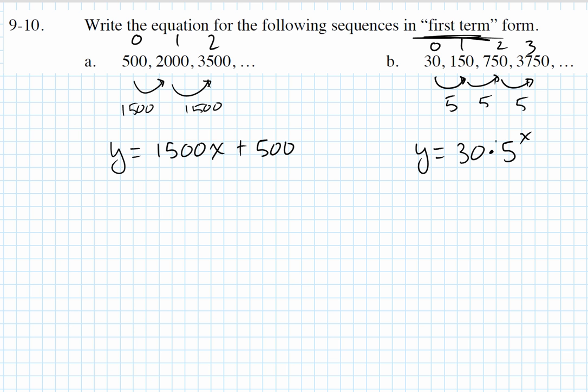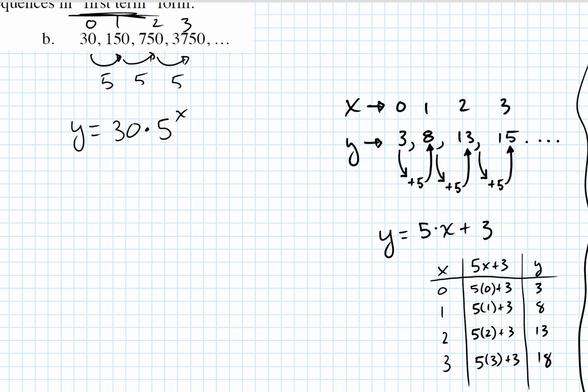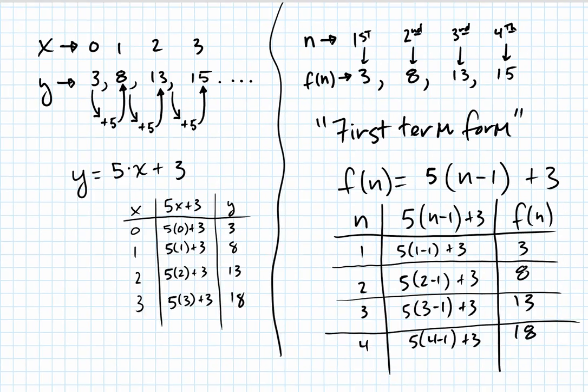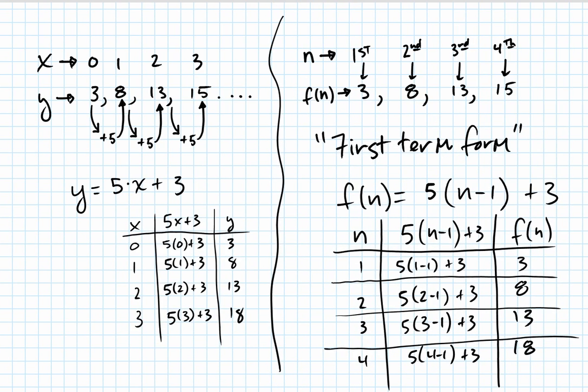But they want me to write it in quote-unquote first term form. So let's discuss what that looks like a little bit. Let's consider this sequence right here, the sequence that's got the 3, 8, 13, 15. For this sequence, it is arithmetic. Each time I'm increasing by adding another 5, and it starts out at 3. So the equation would be y equals 5x plus 3.